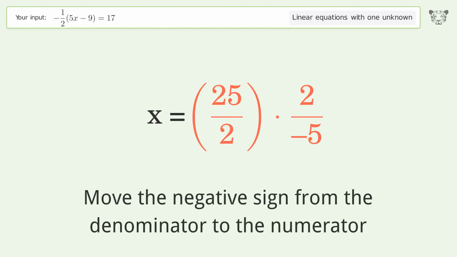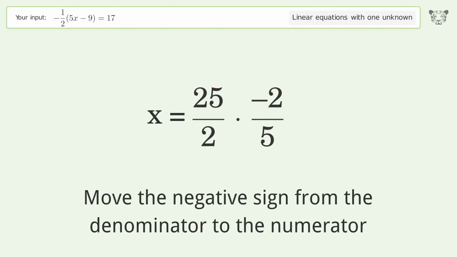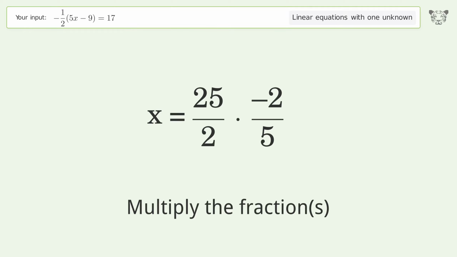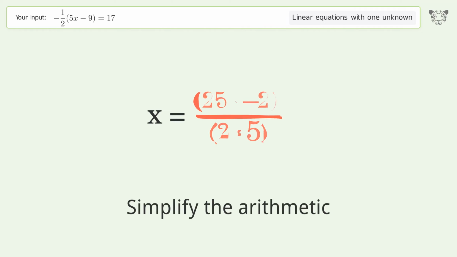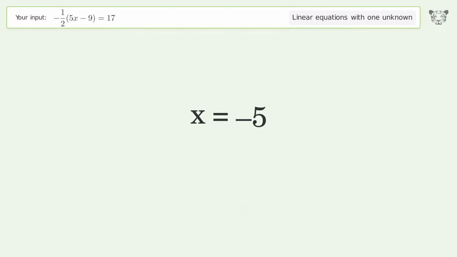Move the negative sign from the denominator to the numerator. Multiply the fractions. Simplify the arithmetic. And so the final result is x equals -5.